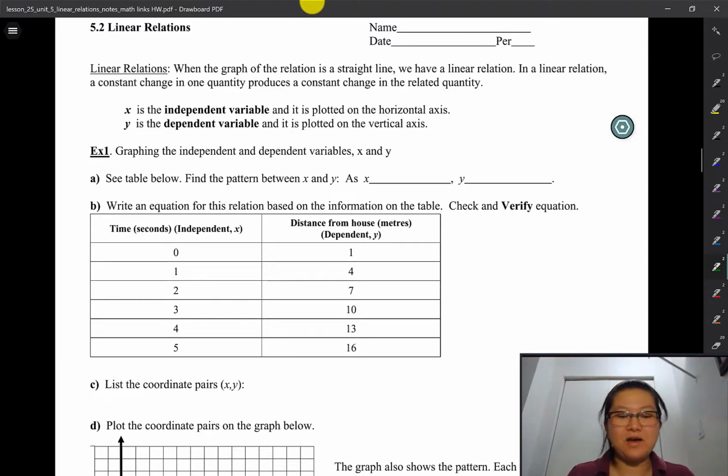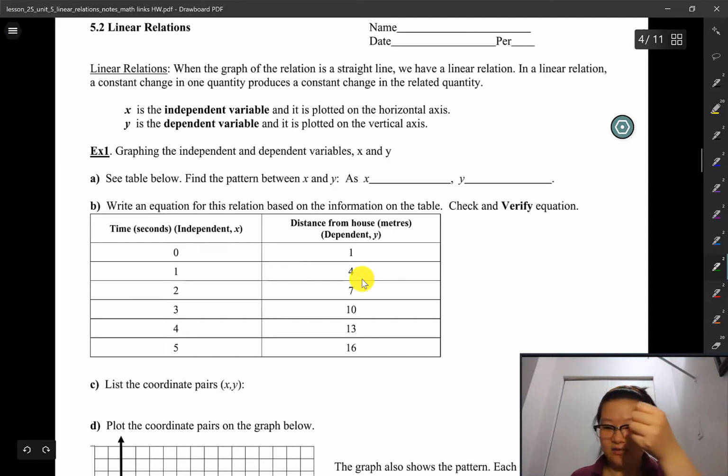Let's look at an example here. Below I have a table, example 1, where we have time versus distance. Let me give you a little bit of context for this table. Imagine at t equal to 0 seconds, this person is 1 meter away from his house. The next second, this person is now 4 meters away from his house. So imagine I have a house, okay? And right at the beginning, let's say this person's walking to school.